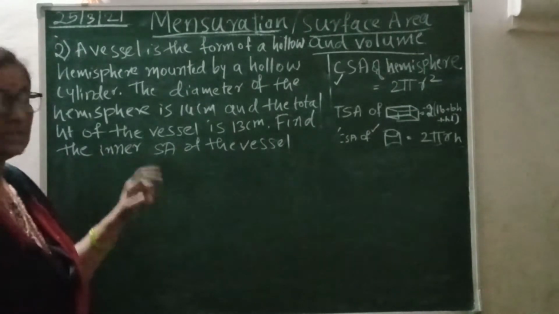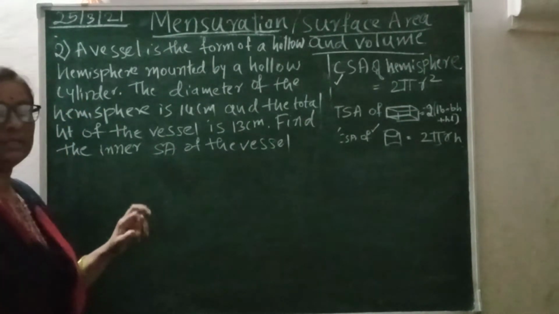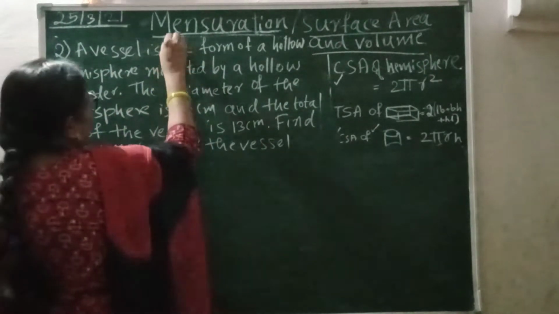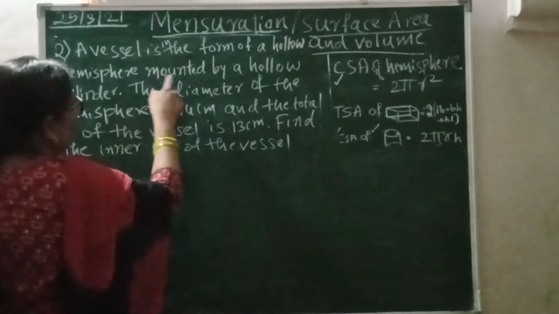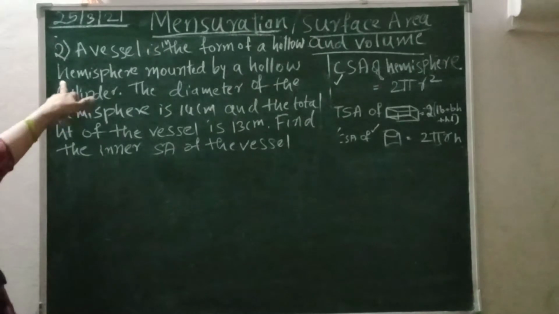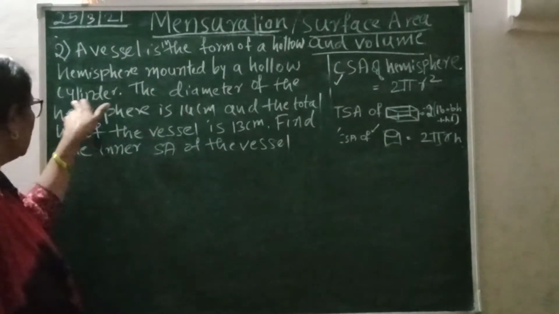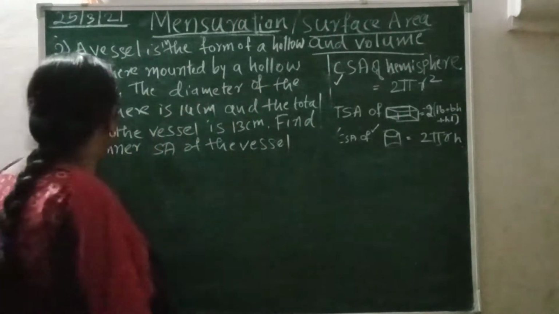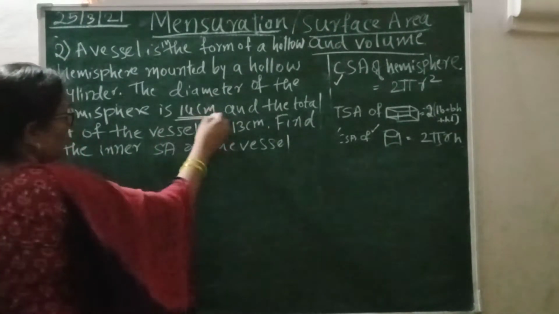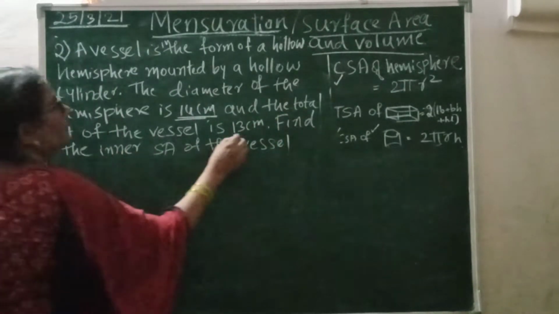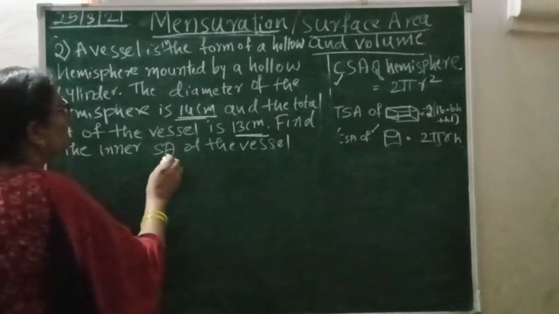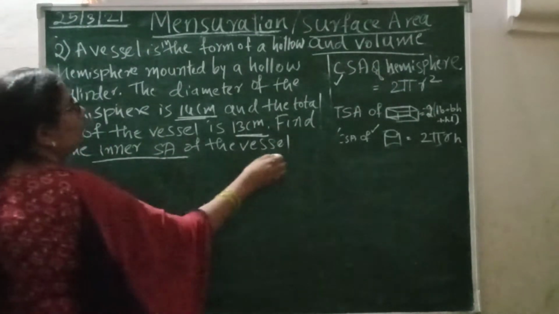First exercise, the second question here. So what is the question? A vessel is in the form of a hollow hemisphere mounted by a hollow cylinder. What are you given here? You are given a combination of a hemisphere and a cylinder. The diameter of the hemisphere is 14 centimeter. This is the point to be noted. And the total height of the vessel is 13 centimeter. Find the inner surface area of the vessel.